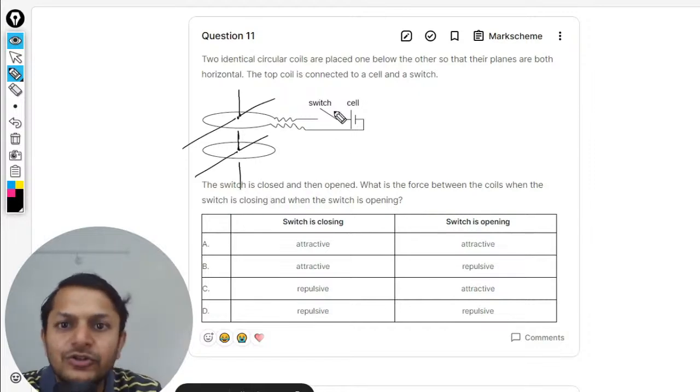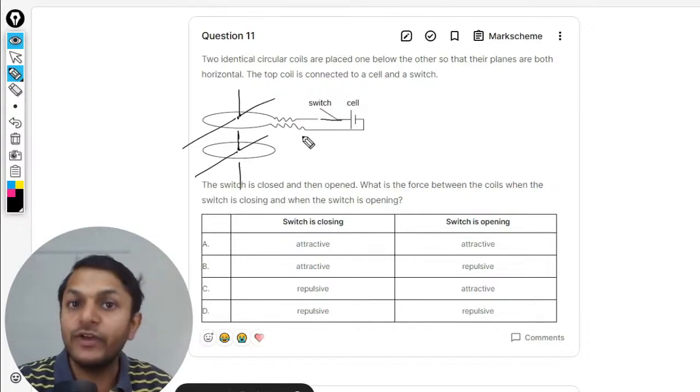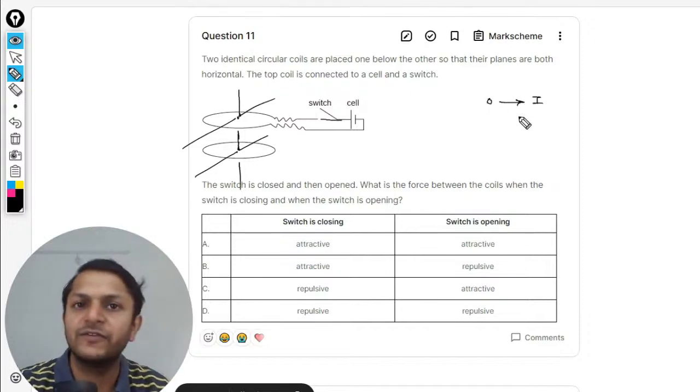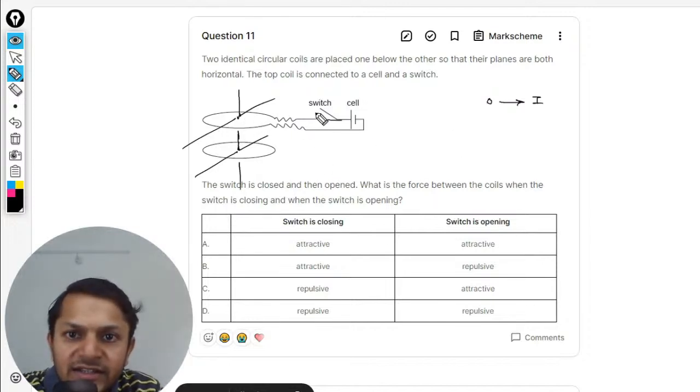Now the switch is closed. When the switch is closed, it means that current will start moving into the circuit. So earlier the current was 0, and now after some time the current will become I. So current is increasing. This side is positive, this side is negative for the battery. So the current is going like this.